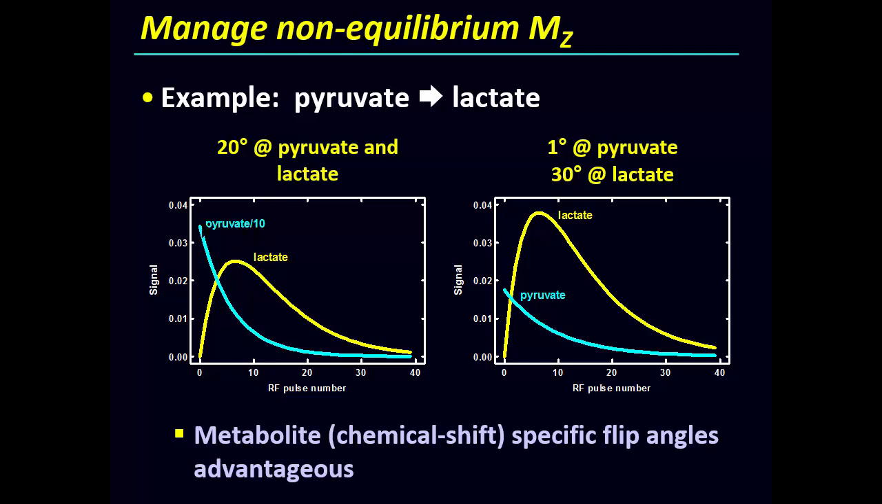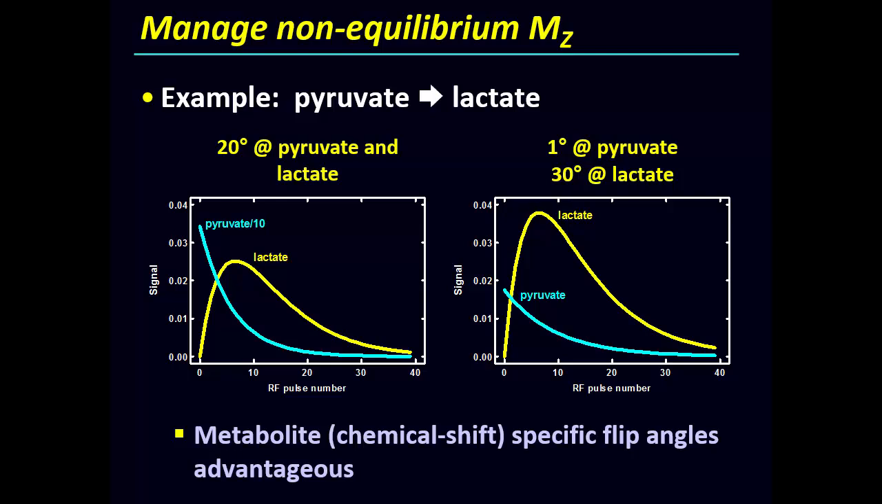We note that we've plotted pyruvate divided by 10, so actually the pyruvate signal is much higher than the lactate, and then the lactate comes up and then goes back down due to the RF pulses and T1 relaxation. However, if we realize that the pyruvate is our magnetization source, then maybe we could do something a little bit smarter, like use a lower flip angle on pyruvate compared to lactate. Here we've used only 1 degree on pyruvate. We still get a nice signal from it, but we get about a 50% increase in lactate by shifting the higher flip angle to the downstream metabolite.